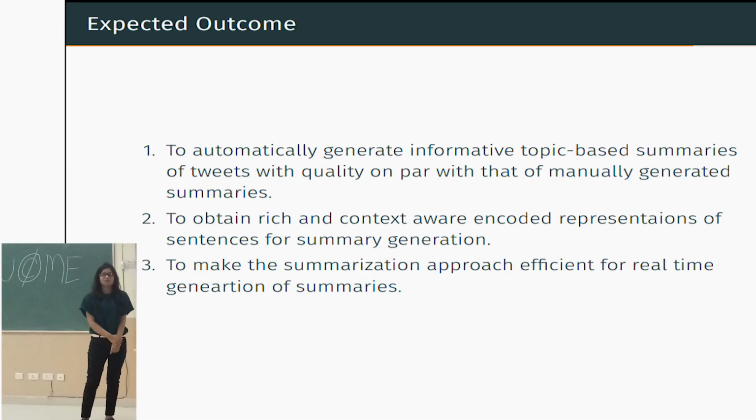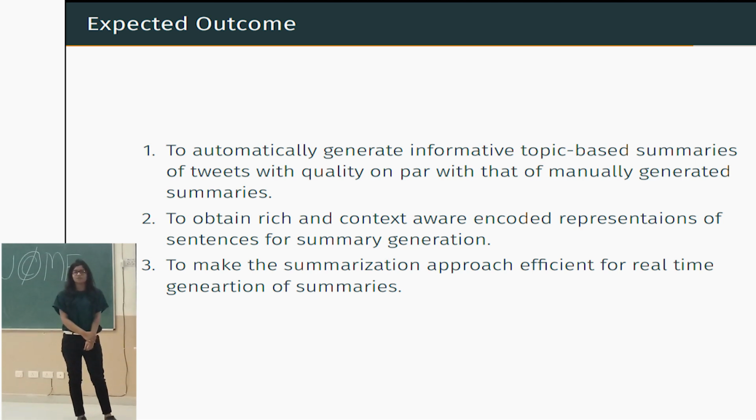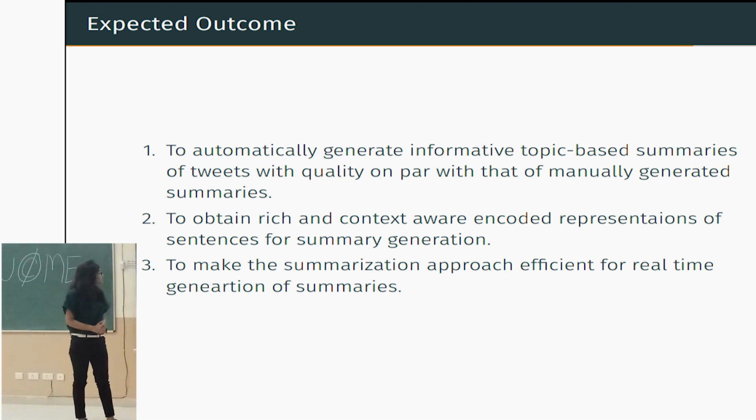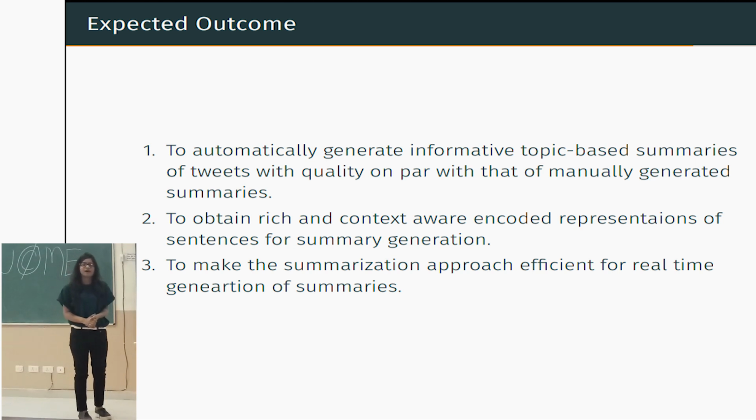The first expected outcome of the research is to automatically generate informative topic-based summaries of tweets with quality comparable to that of manually generated summaries. The second one is to obtain rich and context-aware representations of sentences for summary generation. The third and final one is to make our summarization process efficient enough for real-time use.